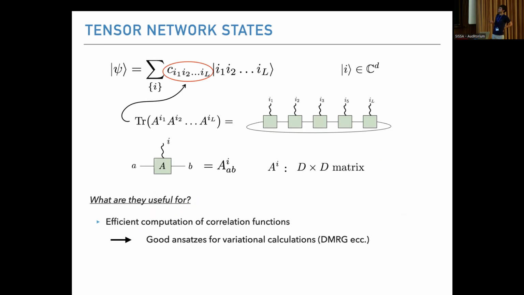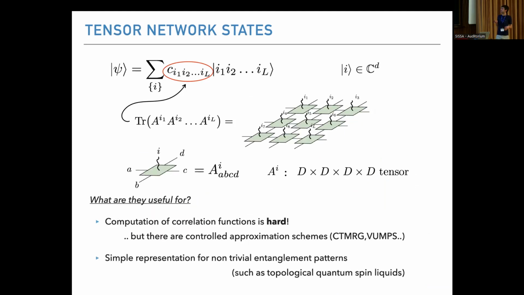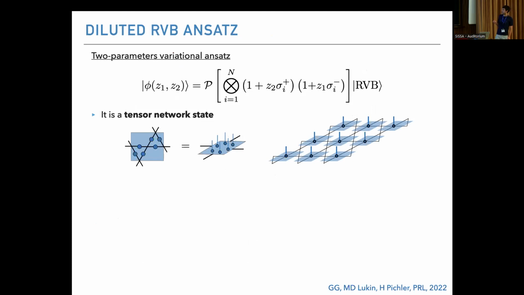And the idea is that in 1 dimension, this decomposition is very efficient to provide variational ansatz for ground states of local Hamiltonians. Whereas in 2 dimensions, the calculation of expectation values is not super easy, but there are controlled approximation schemes, which are the schemes that I've been using to try to understand the properties of this two-parameter variational ansatz. And so what you can do is say, okay, I know this state is perfectly describing the dynamical preparation protocol of the experiments, but do we know if it's topologically ordered or not?